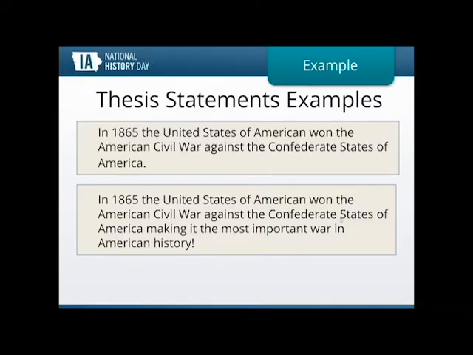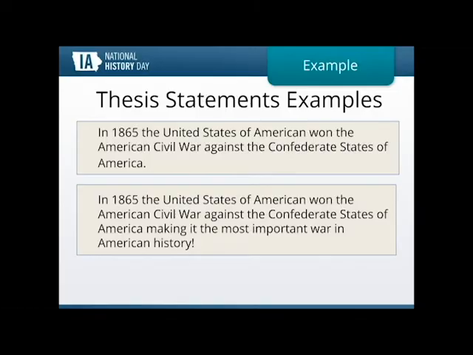In 1865, the United States of America won the American Civil War against the Confederate States of America, making it the most important war in American history. Again, we want a more narrow topic. This is a little bit too broad for me. I want to narrow down and see if there's a more specific subject that you're focusing on.